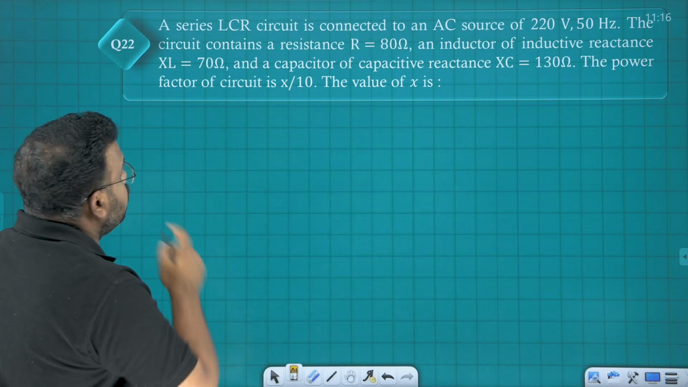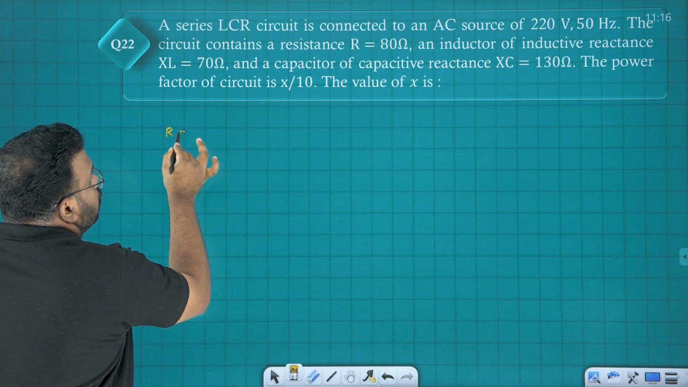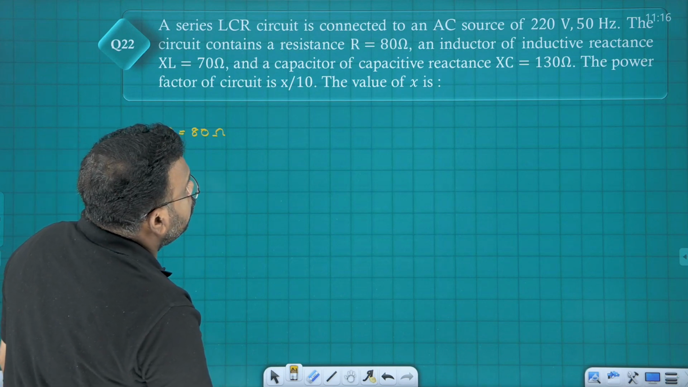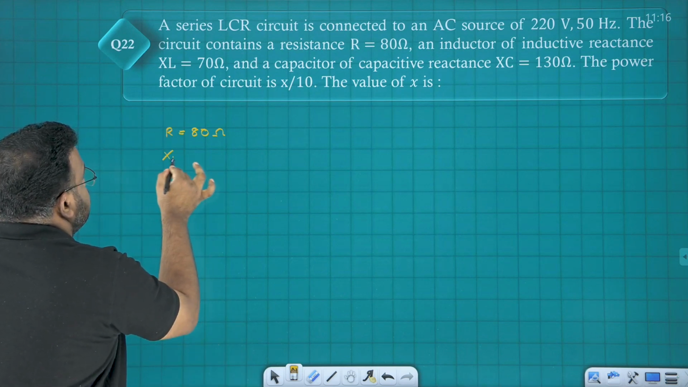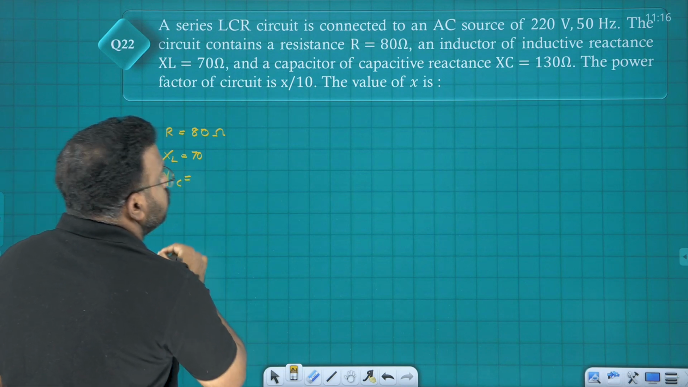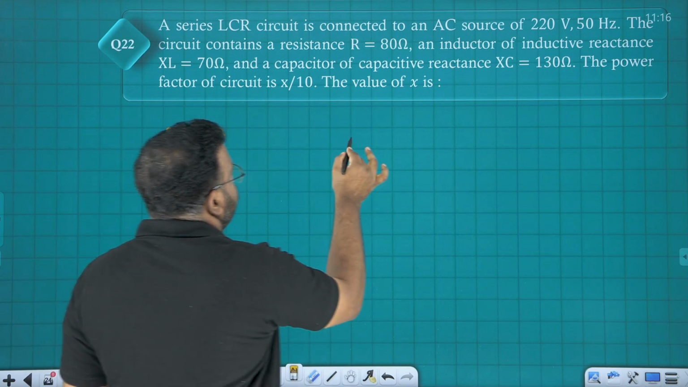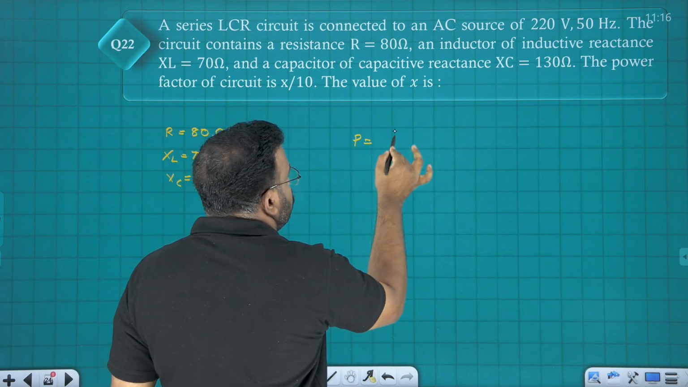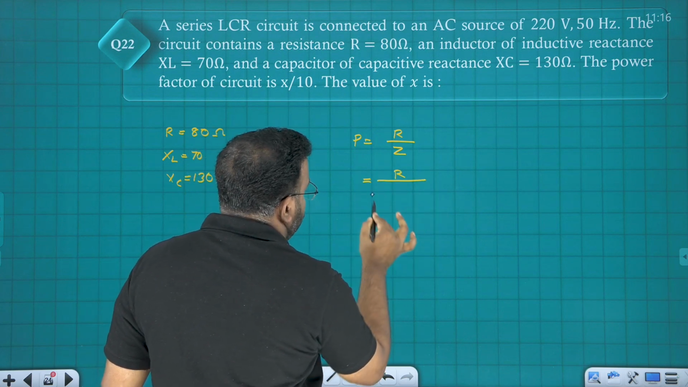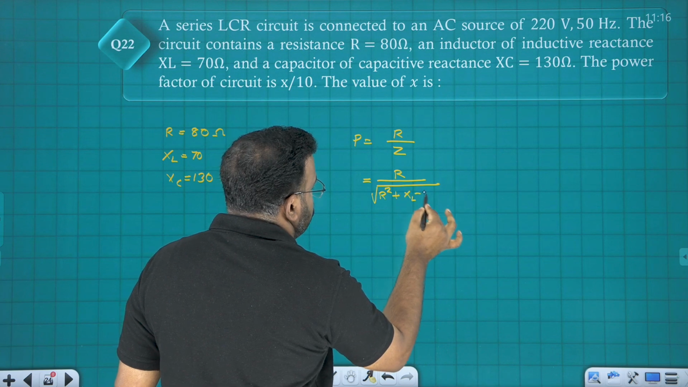Okay, so here AC circuit, what are the data given? Resistance R is equal to 80 ohm. Yes, 80 ohm. Inductor of inductive reactance XL is equal to 70, XC is equal to what? 130. Power factor only they are asking. So power factor formula, you know that. Power factor is equal to R by Z, which is equal to R upon root of R square plus XL minus XC the whole square.